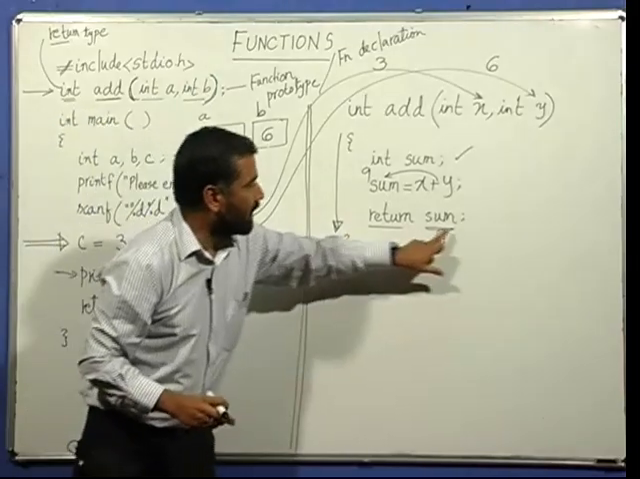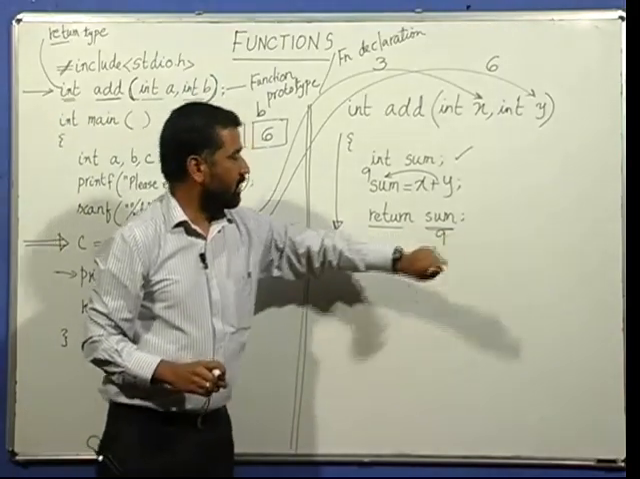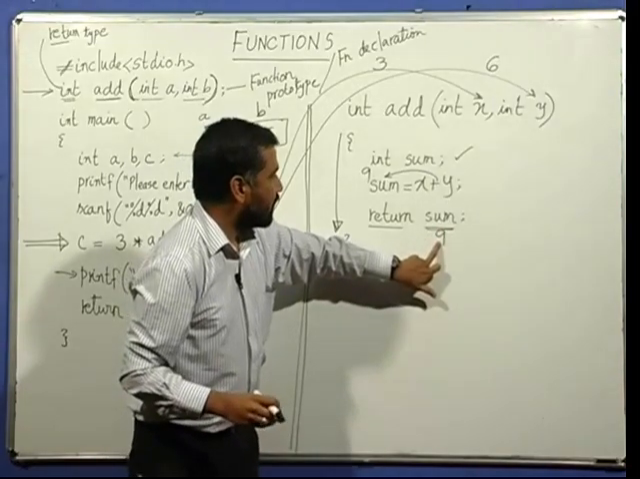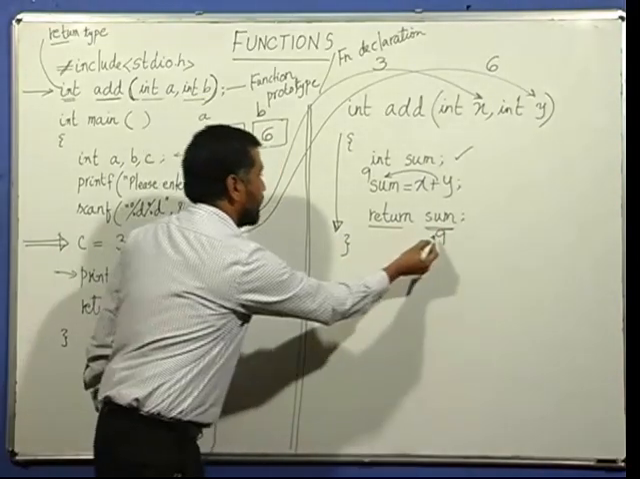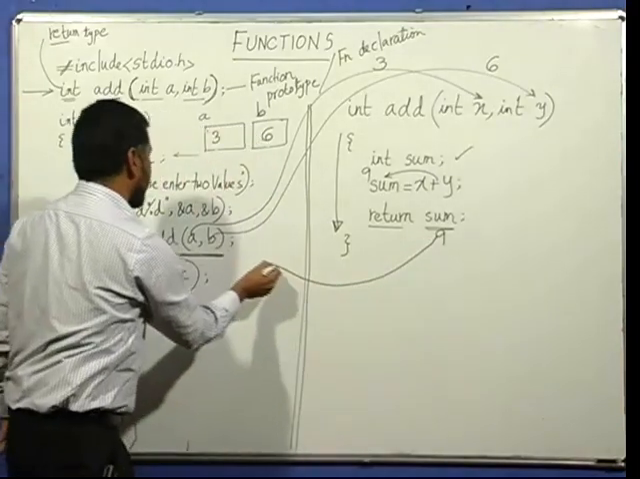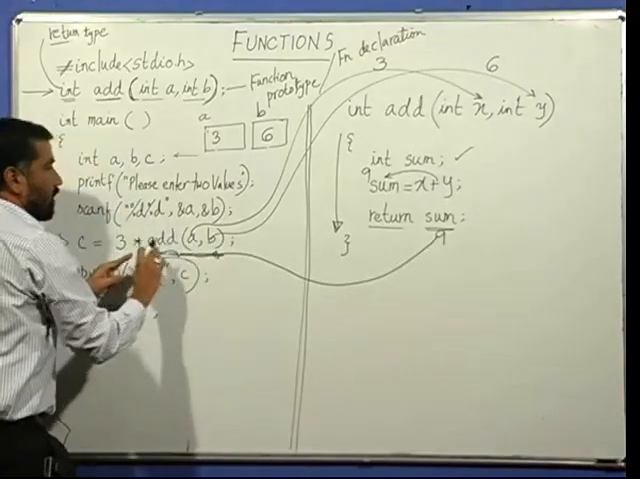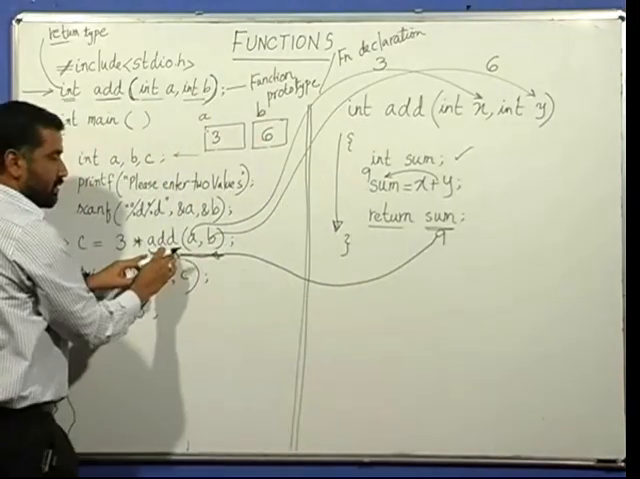And when it finally encounters this return statement, the value in sum, this variable right now, is 9. It contains a value equal to 9. So that value is returned back to where it came from. That is, the control went into that function because of the function call.